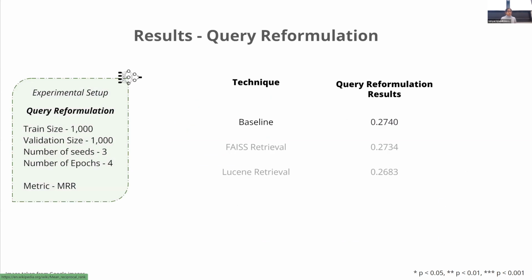The next set of experiments we ran were for query reformulation. This is one of our model-based techniques. In this case, again, we had a training set size of 1,000 with a validation set size of 1,000. We ran it with 3 seeds and 4 epochs. The same metric was used. Over here, we had 2 different techniques. As mentioned earlier, we had the FIAS retrieval and leucine retrieval. Both of them do not show any improvement in performance over here.